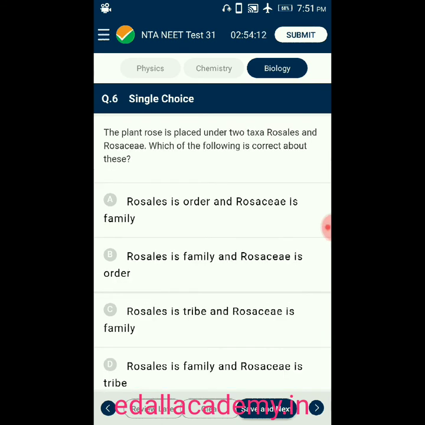Question number 6. The plant rose is placed under two taxa, Rosales and Rosaceae. Which of the following is correct about these? While naming the taxa in plant classification, certain suffixes are used as follows: division, phyta; subdivision, phytina; class, opsida; order, ales; suborder, inae; family, aceae; subfamily, oideae; tribe, eae; subtribe, inae. So the answer for this question is option A. Rosales is order and Rosaceae is family.